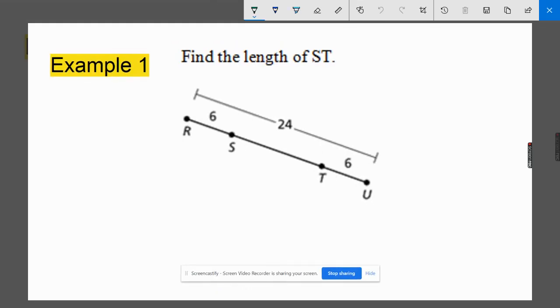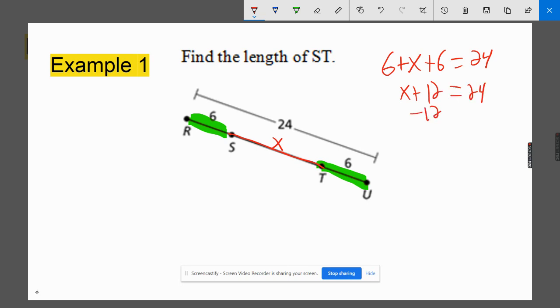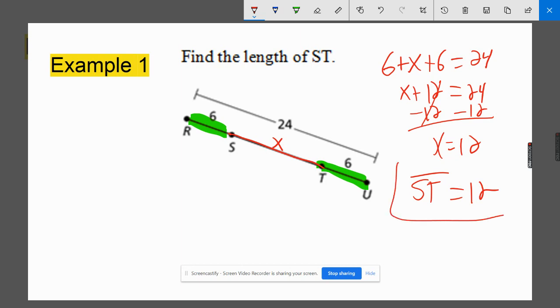Okay, so for example 1, to find the length of ST here, well, we know this. Ooh, you can't see that. RS plus ST plus TU has to be 24. You can do this a couple ways. You can call this X as our unknown because we don't know what this is. And you can set it up as an equation where you have 6 plus X plus 6 has to equal 24. Combine like terms to get X plus 12 is equal to 24. Subtract 12 on both sides to get X is equal to 12. So segment ST is equal to 12 units.